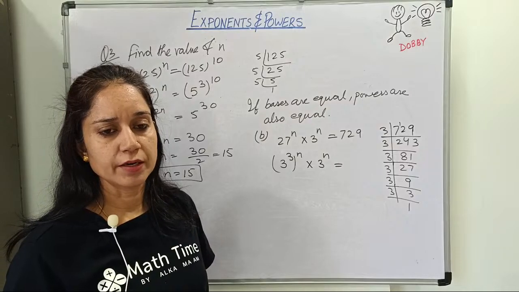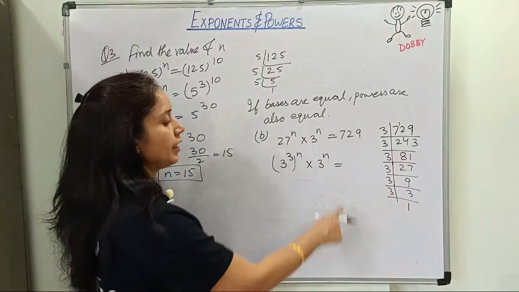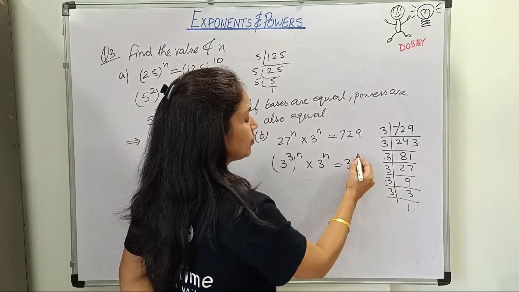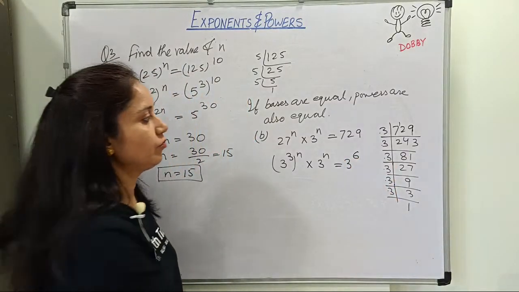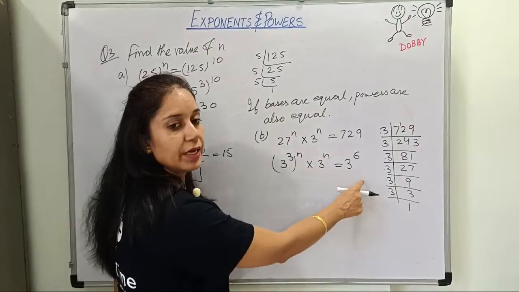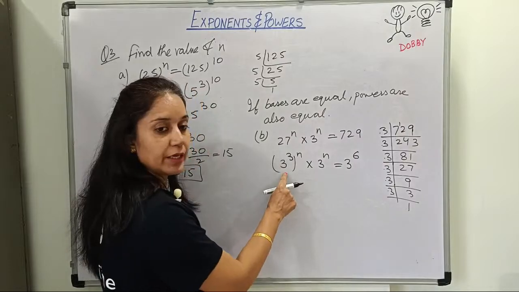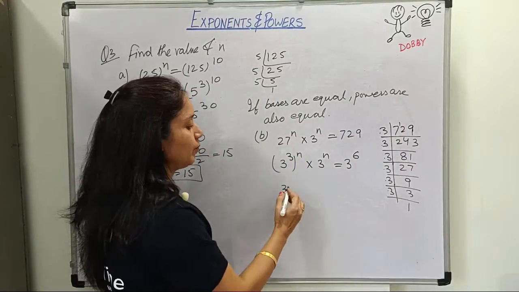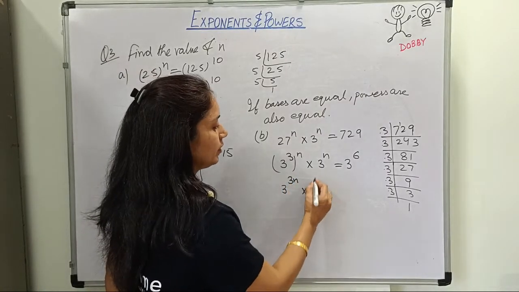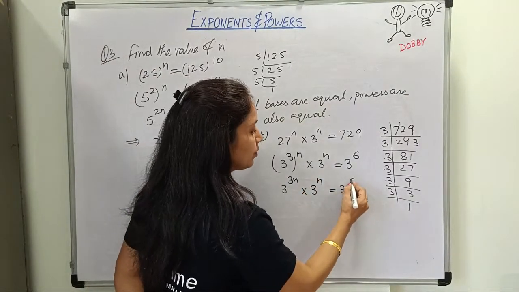Avipsa, where? See here, how many times is 3 written? 1, 2, 3, 4, 5, 6. So 3 raised to the power 6 is the exponential form of 729. Both sides you have to make the same base. Now, one base with two powers, power of a power, we multiply, it becomes 3 multiplied by n, 3n. Multiply 3 raised to the power n, already here, equals 3 raised to the power 6.